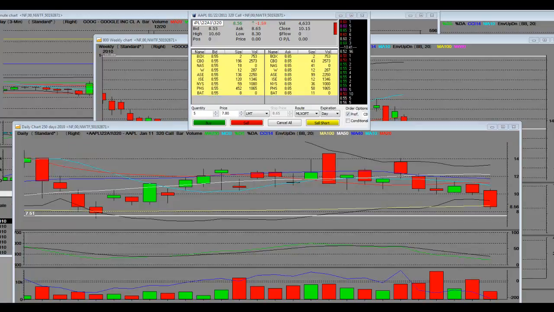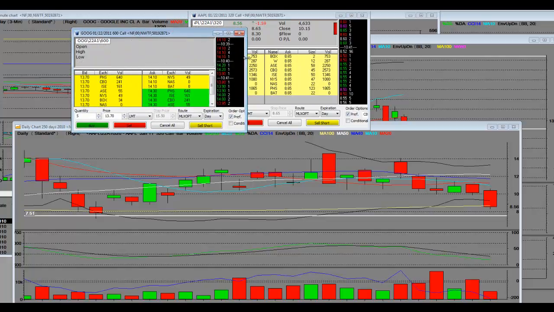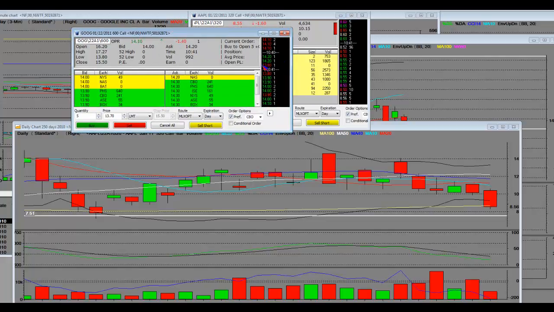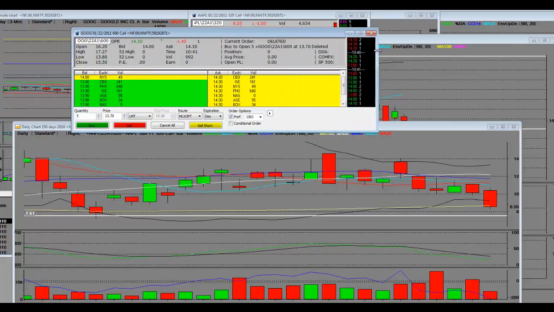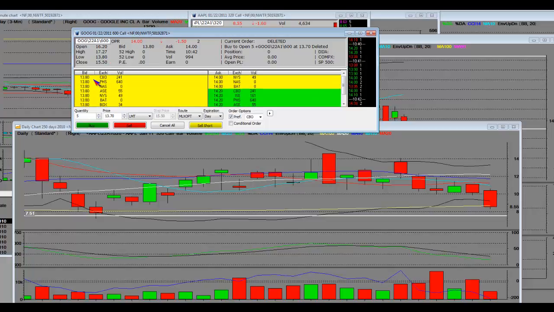Now, let's take a look at our Google call. Remember I had orders out here on a $600 call? Did they hit me? No. I dropped my bid. 1380, 1370 was my bid. I'm walking down to this market now. 1320, I'm going to buy 5. I canceled out that bid.